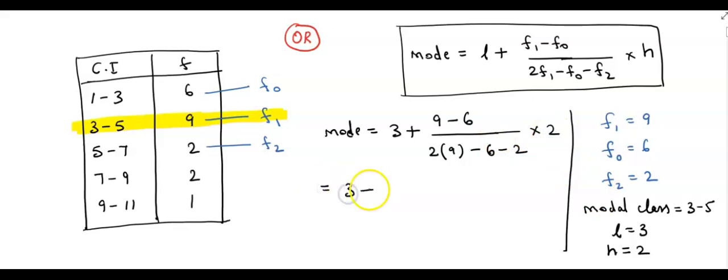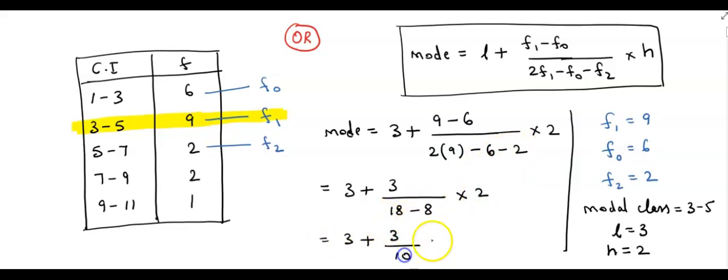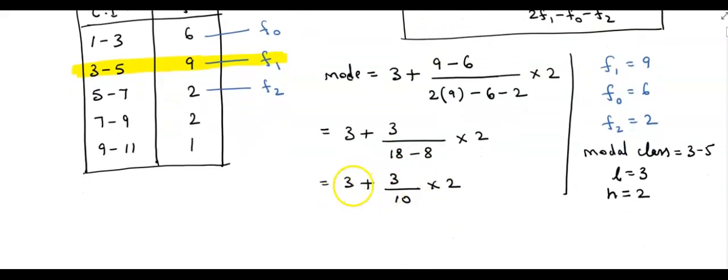That is equal to 3 plus 9 minus 6. How much? 3. 9 minus 6 is 3. Divided by 2 9s are 18, minus 6 minus 2 is minus 8. We have to multiply by 2. That is equal to 3 plus 3 by 18 minus 8 is 10, into 2. Okay. Remember children, here what you should do: this 3 is separate, this 3 is separate, and this complete calculation is separate. First you have to calculate this complete part.